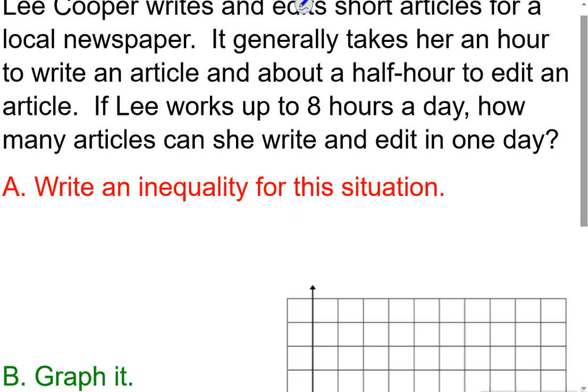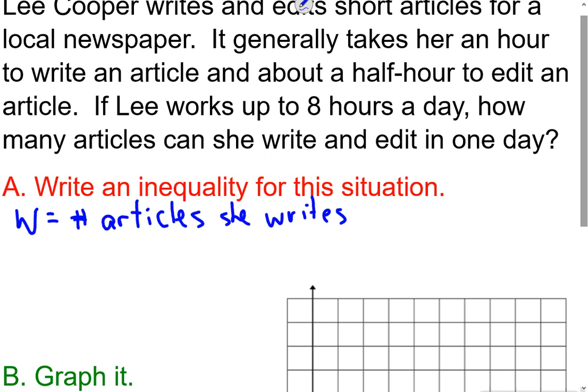So I look up here and go, well, it tells us that she writes articles and she edits articles, but it doesn't tell me how many that she does. So I look at that and go, those are my variables. So I'm going to call W the number of articles she writes. And then we're going to go with E, it's going to equal the number of articles she edits.